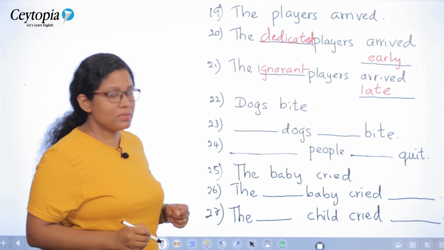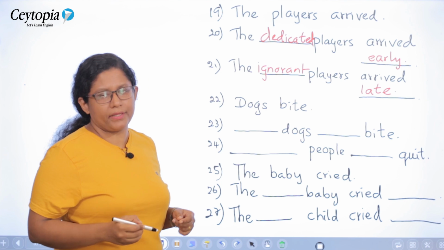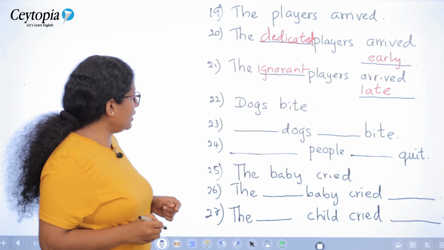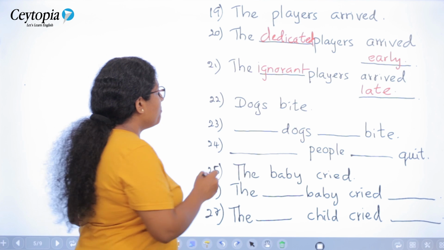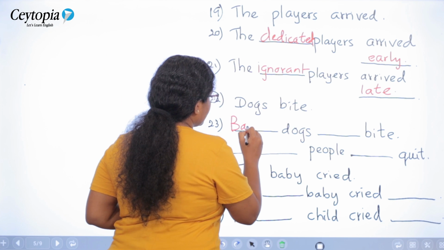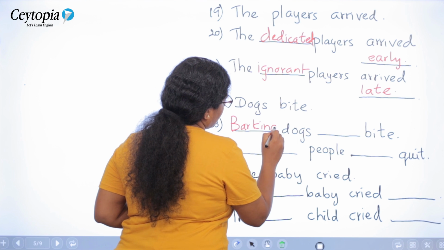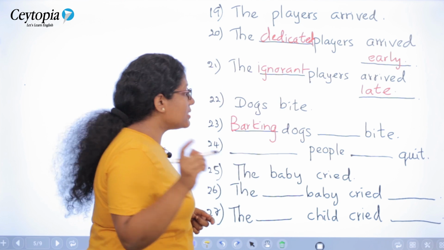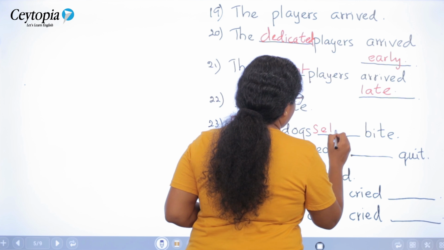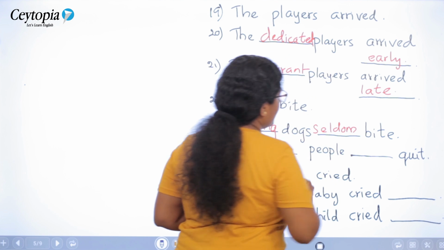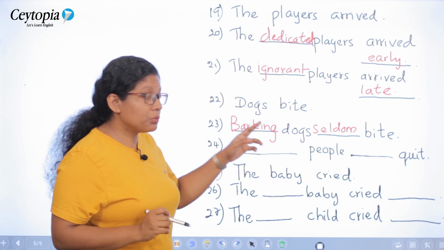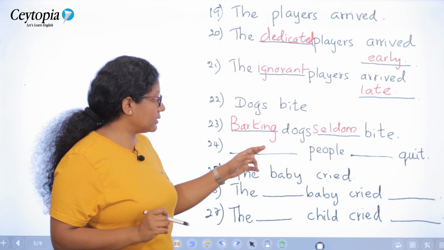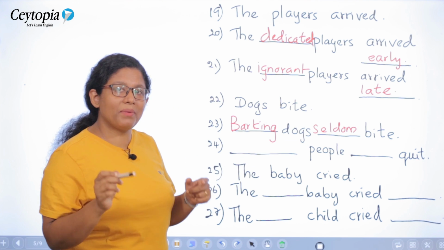Number 22. Simple sentence. Dogs bite. And we have a popular saying. Barking dogs seldom bite. What do you understand by this? Dogs, what kind of dogs? Barking dogs. Seldom bite. They rarely bite.